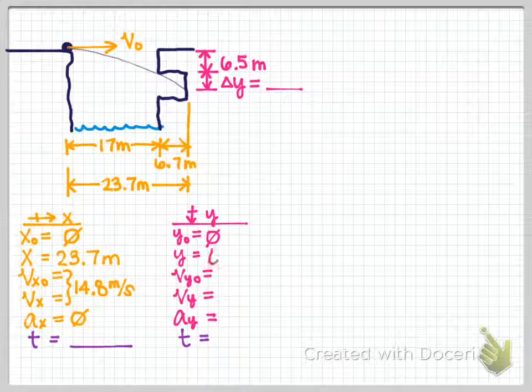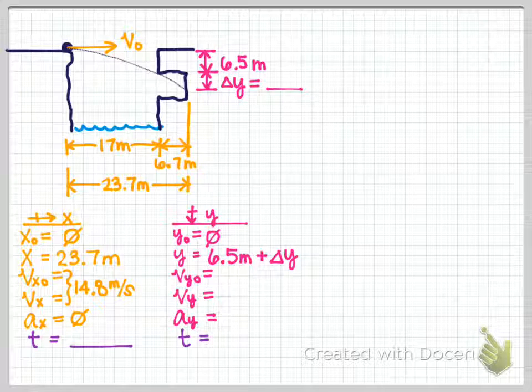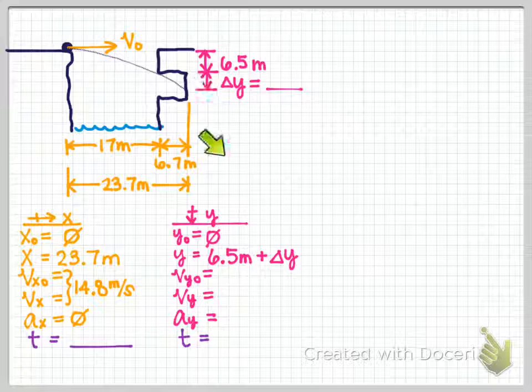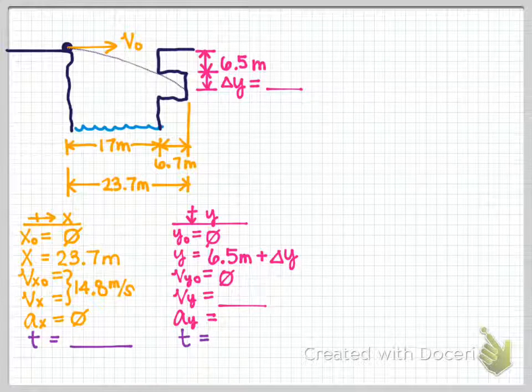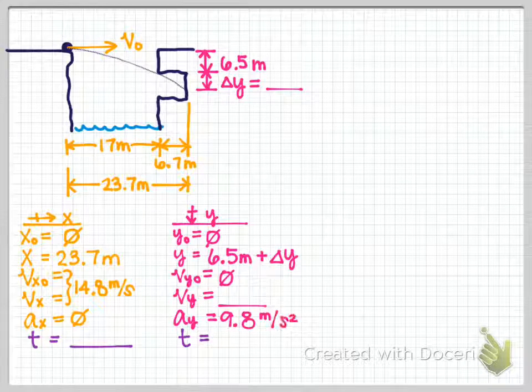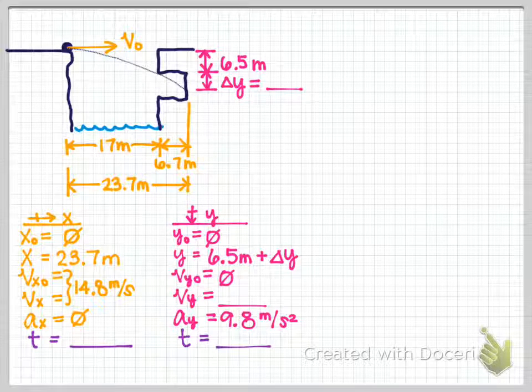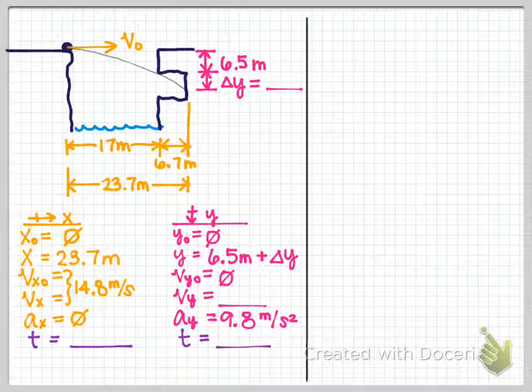My initial position in y is 0. My final position in y, it goes down 6.5 meters plus another delta y meters. So 6.5 meters plus delta y, that's how far down it goes. Initial velocity in the y is still 0. I don't know the final velocity in the y, but I do know the acceleration due to gravity in the y direction, 9.8 meters per second squared, and again, time I don't yet know. I'll be able to use my x direction, with my 1, 2, 3, 4 pieces of information, in order to solve for time.